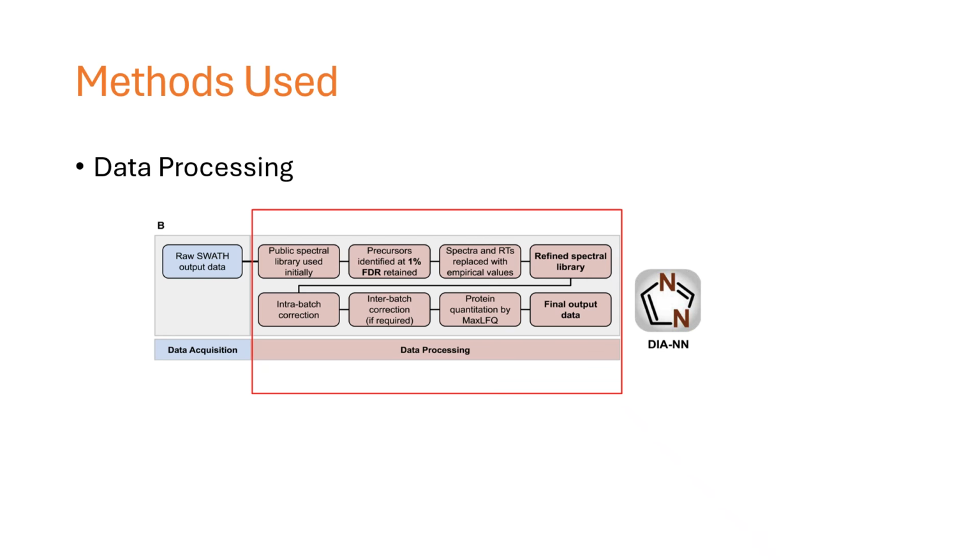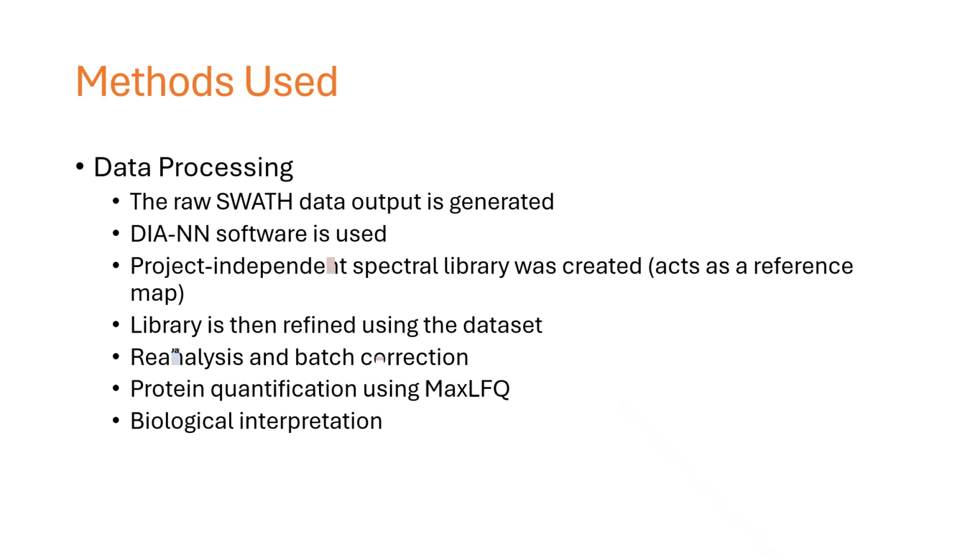And so now we're at the data processing portion. A closer look at the data processing shows that they use the raw SWATH data that they got in acquisition, and they apply it using a data independent acquisition software. They basically import a project independent spectral library that acts as a reference map. They then use that as a map for the peptides that they have imaged. The library is then refined using the data set.